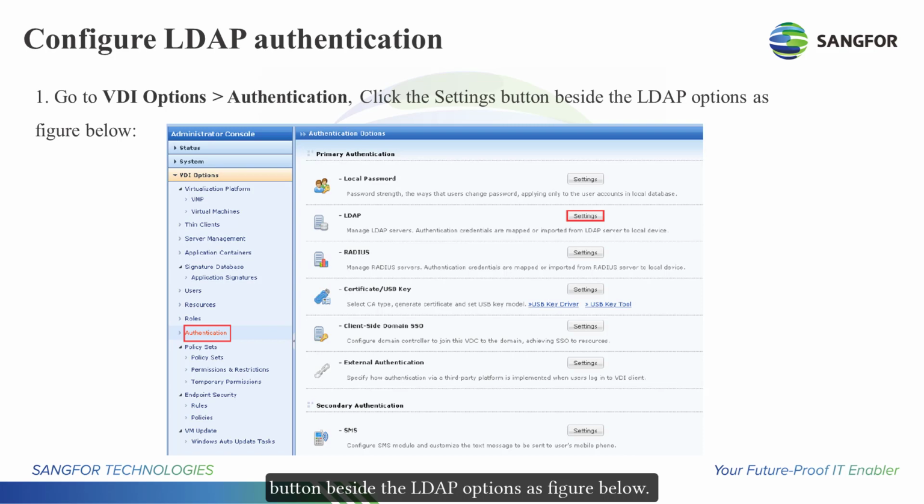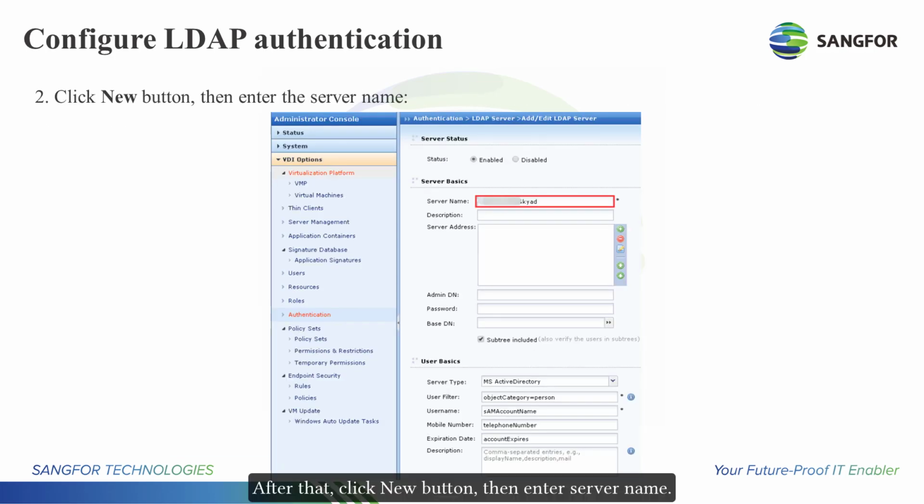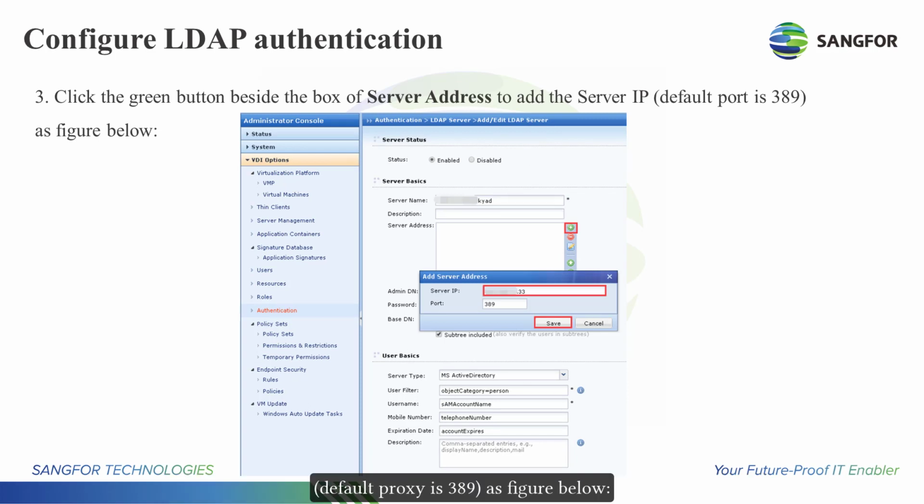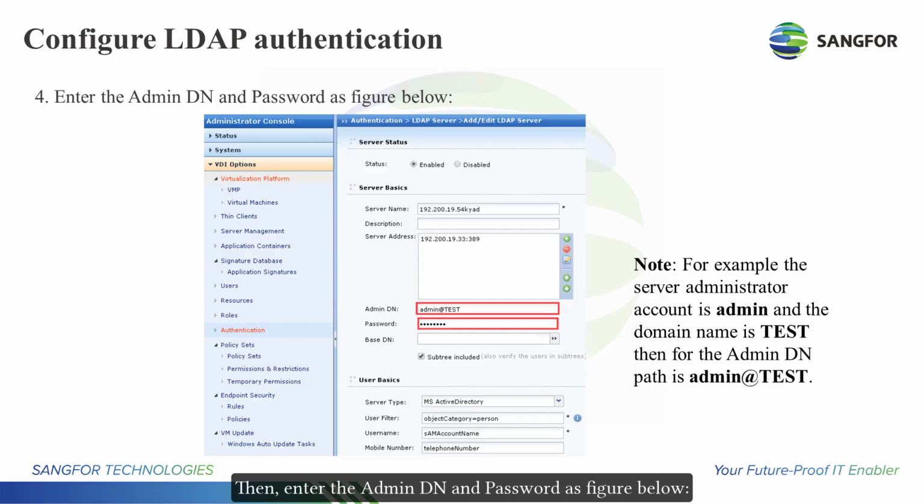To configure LDAP authentication, go to VDI Options, Authentication and click Settings button beside the LDAP options as figured below. After that, click New button, then enter server name. Click the green button beside the box of server address to add the server IP. Default proxy is 389, as figured below. Then, enter the admin DN and password as figured below.